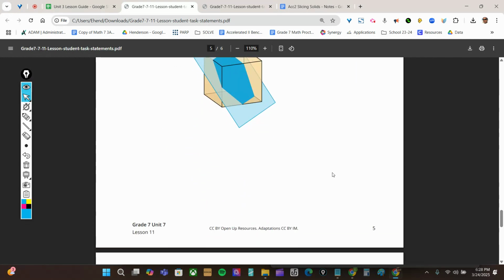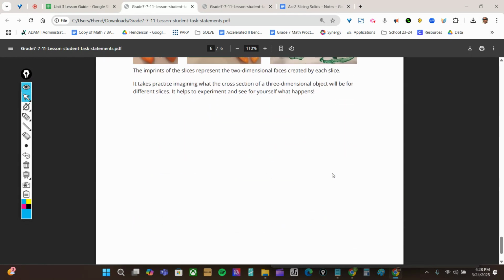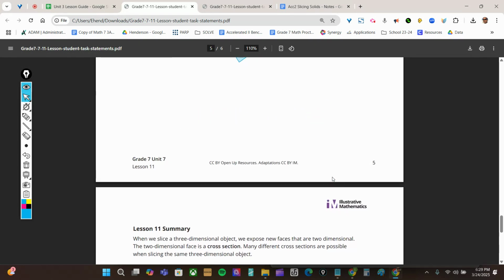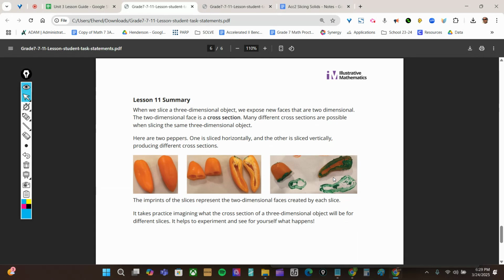All right, so once you're done with that, you can take a look at the summary talking about cross sections and giving some more examples. If you've got any questions, ask me in class.